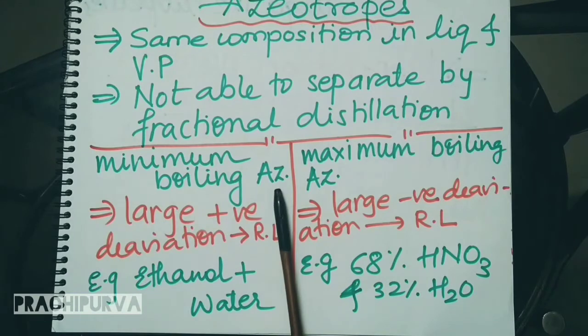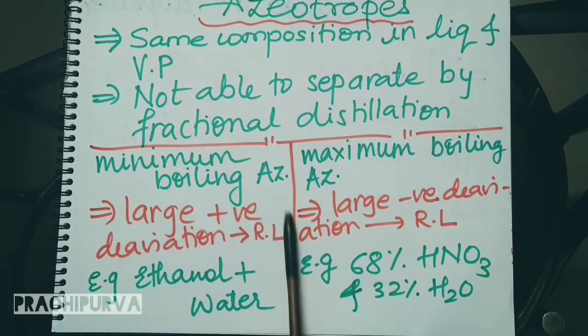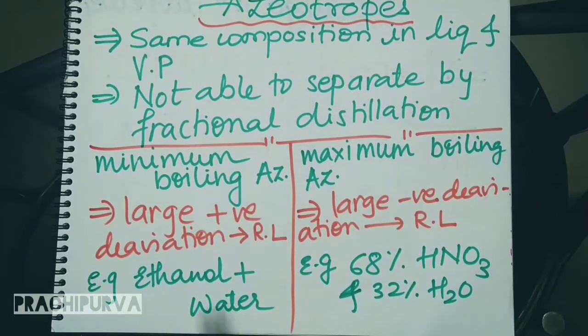Minimum boiling azeotropes. Minimum boiling means something is boiling at a lower temperature. If something boils at a lower temperature, it means we are talking about a volatile solution. Volatile solutions produce more vapor. More vapor will produce more vapor pressure and a large positive deviation will be seen. Example is ethanol plus water. This logic you need to understand.